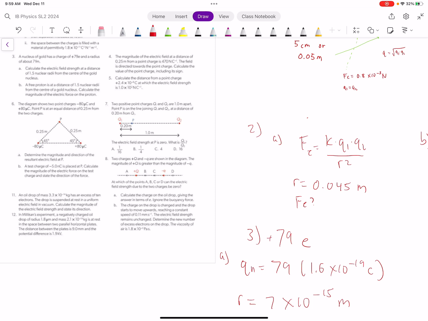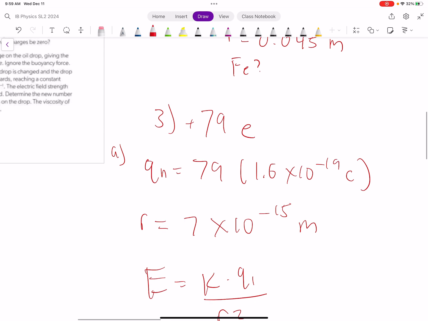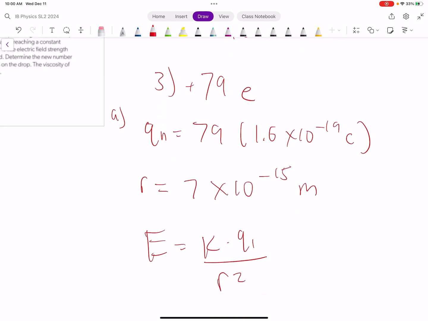All right. I already assume that I'm going to need the charge of the nucleus, so I'm just going to take 79 times 1.6 times 10 to the negative 19. Here's the equation we're going to use for this. Electric field strength is basically the same equation as electric force, but now I only have one charge.